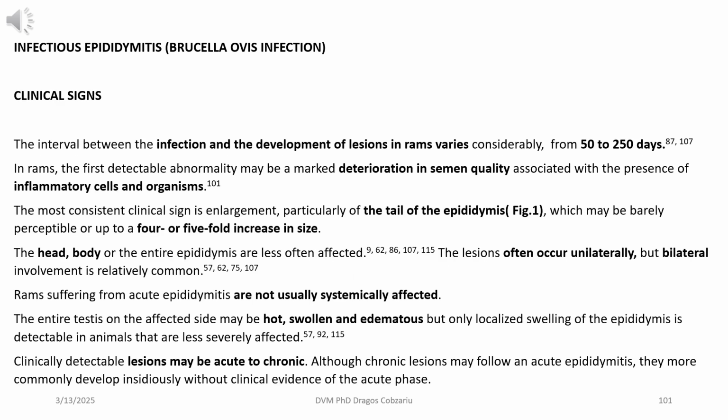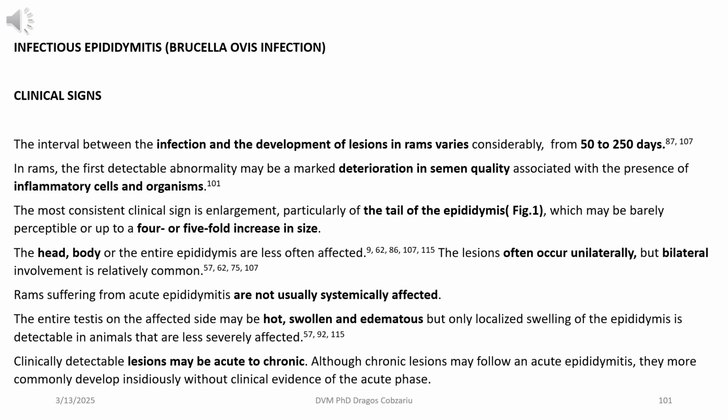Clinical signs. The interval between the infection and the development of lesions in rams varies considerably, from 50 to 250 days. In rams, the first detectable abnormality may be a marked deterioration in semen quality associated with the presence of inflammatory cells and organisms. The most consistent clinical sign is enlargement, particularly of the tail of the epididymis, Figure 1, which may be barely perceptible or up to a 4 or 5-fold increase in size. The head, body or the entire epididymis are less often affected. The lesions often occur unilaterally, but bilateral involvement is relatively common.